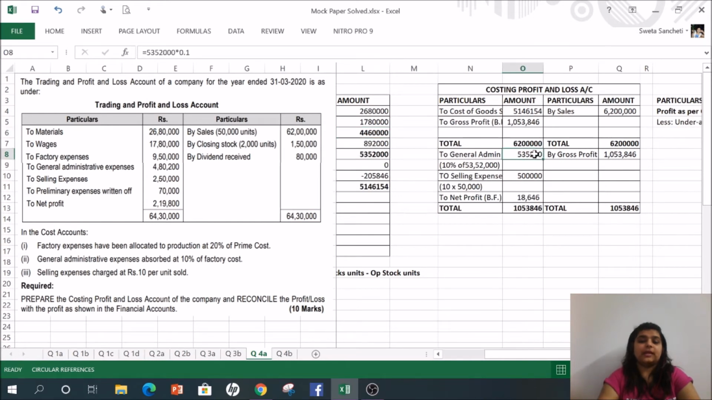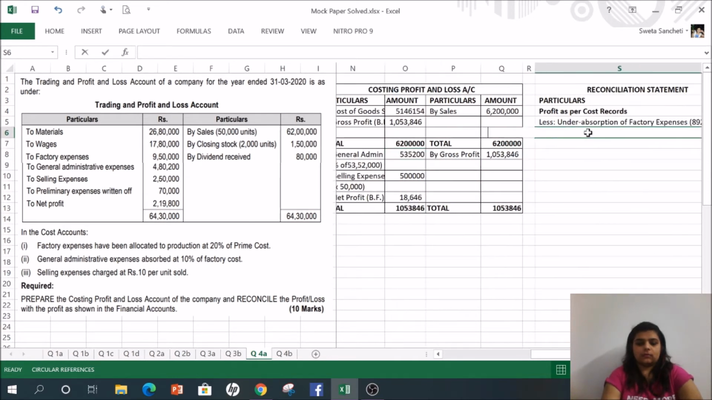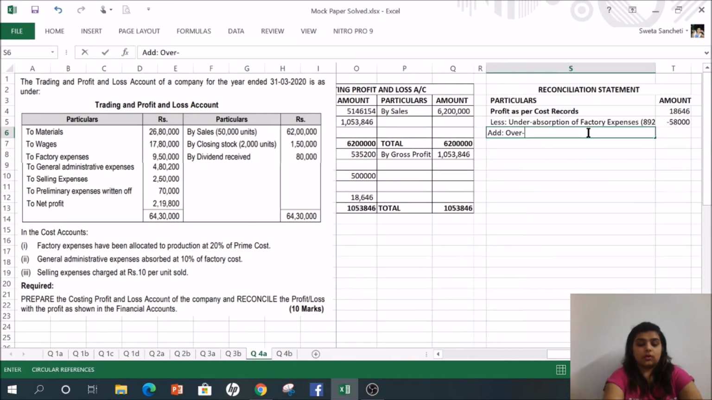Coming to the other absorption. Now general admin 5,35,200 in our costing books, whereas the actual expense is 480,200. Cost books, financial books. In cost books, cost is more, that means profit is less, and financial profit is more. We have to go from here to here, so we will add back over absorption of admin expenses. That would be 535,200 minus 480,200, that is 55,000. So under or over absorption is done.